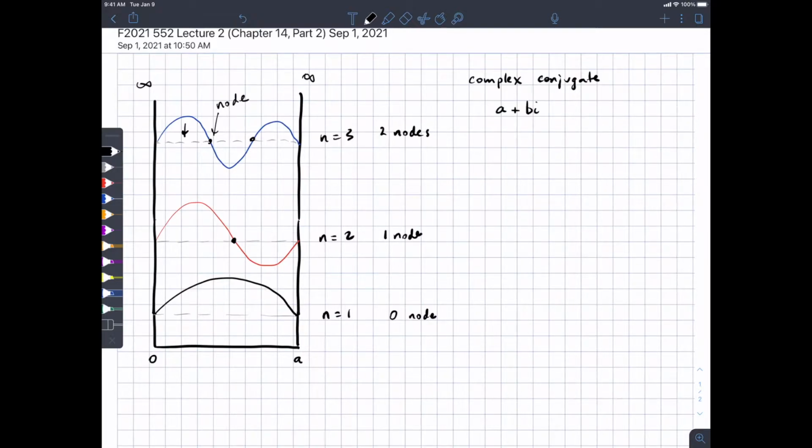If we have a function A, which is a real number, plus B times the imaginary unit, its complex conjugate is A minus B times the imaginary unit. And when you multiply a number by its complex conjugate, the imaginary part goes away. So now we're remembering FOIL from junior high. Maybe you remember how to do that. But if you expand this out, you get A squared plus B squared. The imaginary part goes away. And so we're going to do that with the wave function.